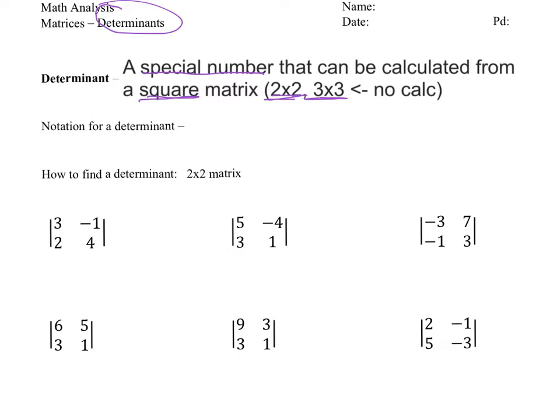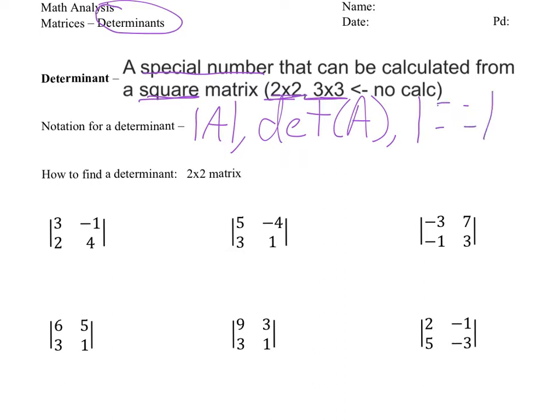The notation for this is a lot like absolute value. It's those straight vertical lines. If the matrix was named A, they could ask you the determinant of A. They might use the abbreviation DET for determinant of A, or they might give you the whole matrix with the numbers in it, just like you see down here with those lines. So it's not like a normal matrix where they give you the hard brackets. It's those vertical lines. That's the key there.